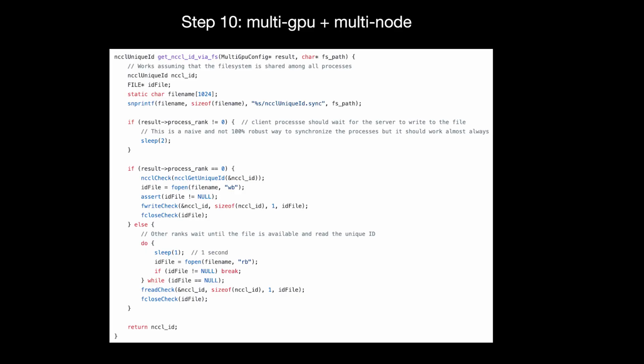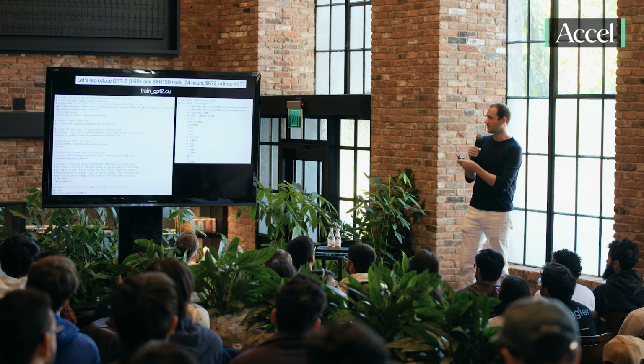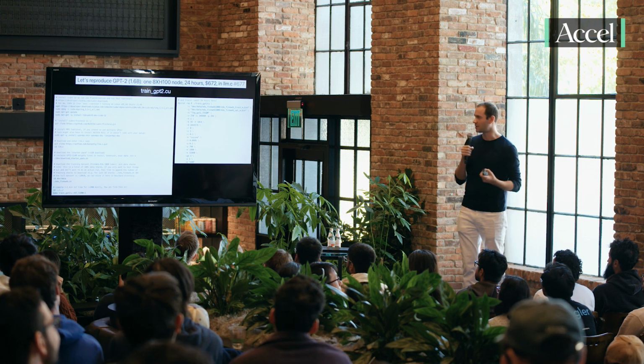And then after multi-GPU, you have multi-node. Now you are running across multiple machines, and you have to make sure that you synchronize all of them, that they can find each other, and so on. We implemented all of that. Where that leads us is that after all of that work, we can actually train GPT-2 and reproduce it. There's a post in the discussions of LLM.C. We can train the 1.6 billion GPT-2, which was a state-of-the-art LLM as of 2019 or so, and you can train it on a single node of H100s in about 24 hours, which costs roughly $600.